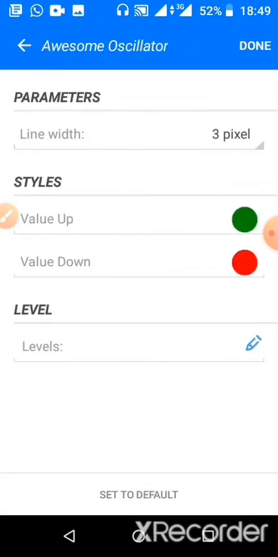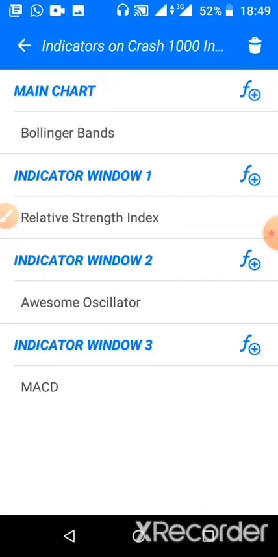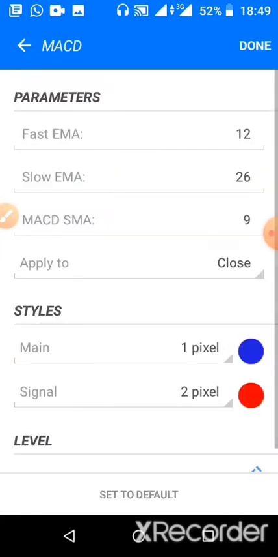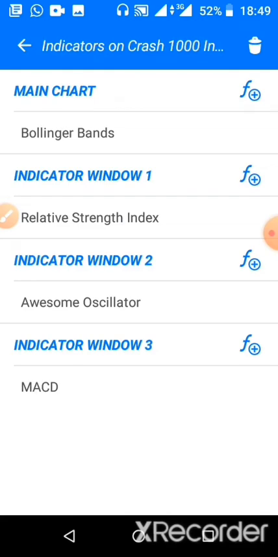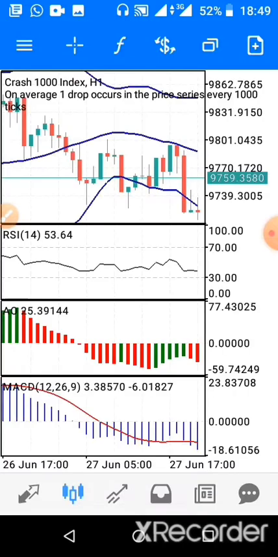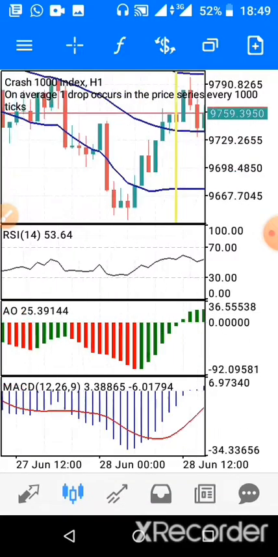For the awesome oscillator, these are the settings. For the MACD, these are the settings. Make sure you pause it and put the settings if you're moving too fast. You click done on all of these, your chart is going to look like this, and your main chart is going to look like that. So let's begin.